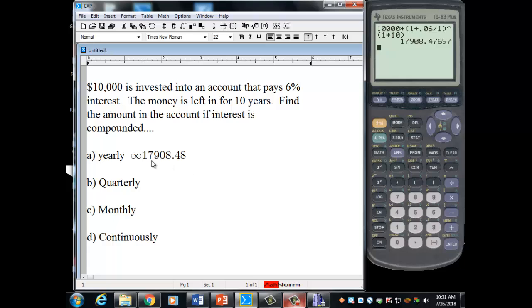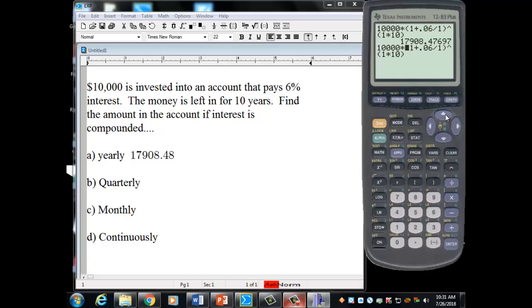Now, what would it be if you did it quarterly? The 1 changes to a 4. And it's 18,140.